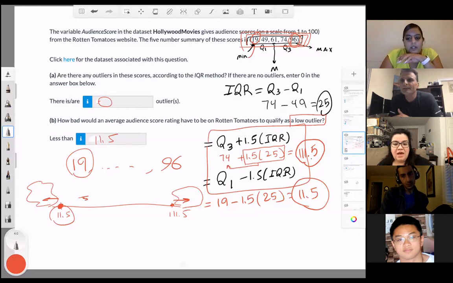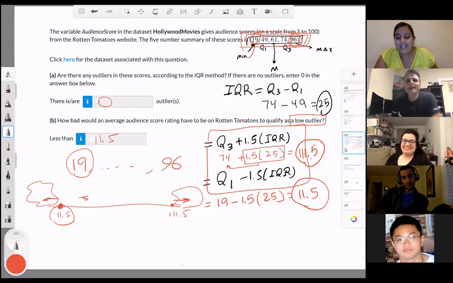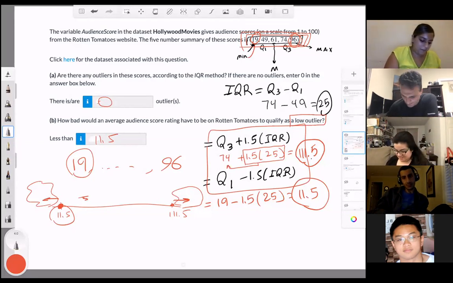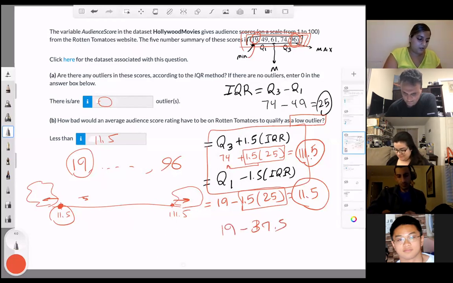Hey, Vaughn, how did you get 11.5? I know, I was just like, did I miss something? What am I doing wrong? What is 11.5 times 25? Why would it be 11? It's 1.5 times 25, right? Yeah, 1.5 times 25 equals 37.5. So we had 19. What is 19 minus that? Who got 19?